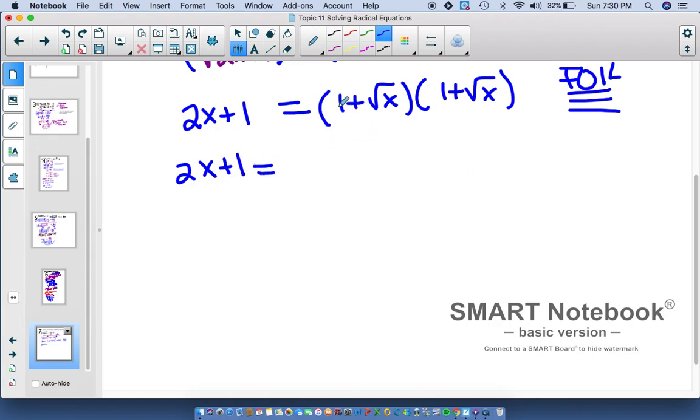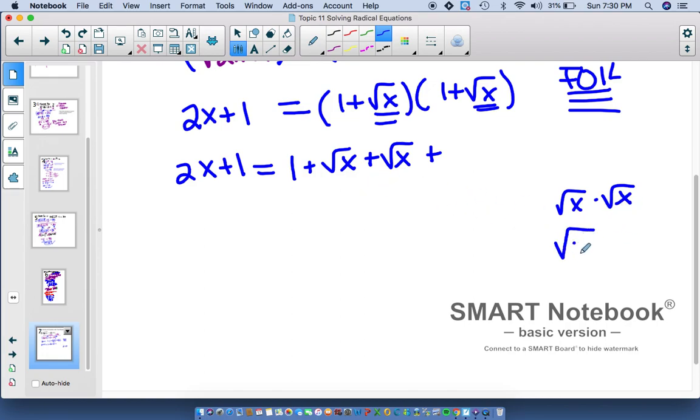Okay, let's FOIL. First, 1 times 1 is 1. Outer, 1 times square root of x is square root of x. Inner, square root of x times 1 is square root of x. And then last. Okay, last is square root of x times square root of x. Let me show you on the side. Square root of x times square root of x is the same thing as square root of x times x, which is x squared, which is just x.